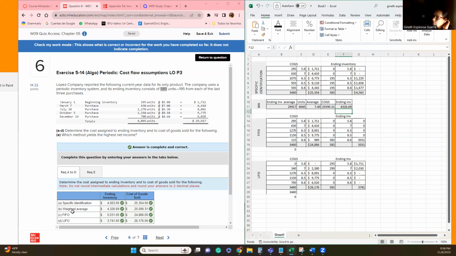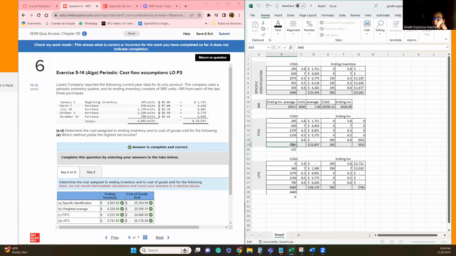Number 3 is the FIFO. Here we follow the chart. We start with 295. We have another purchase of 630, but in the last three transactions, those are not affected because we are doing FIFO. We follow the chart, but the last one is affected because we are looking for this amount, 3,460 units. The only reason why here is 115 and not 700 is because I'm going to delete here.